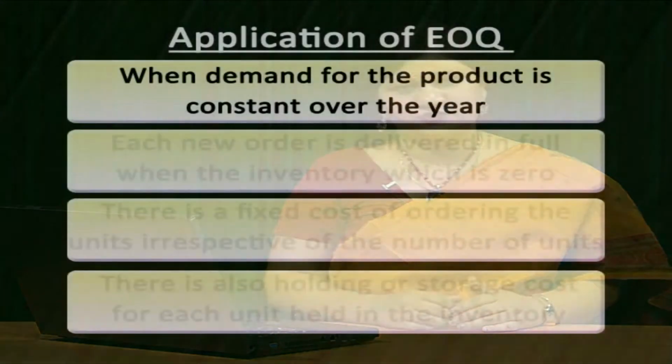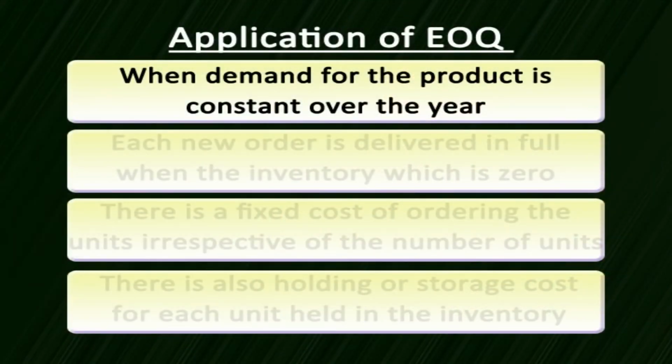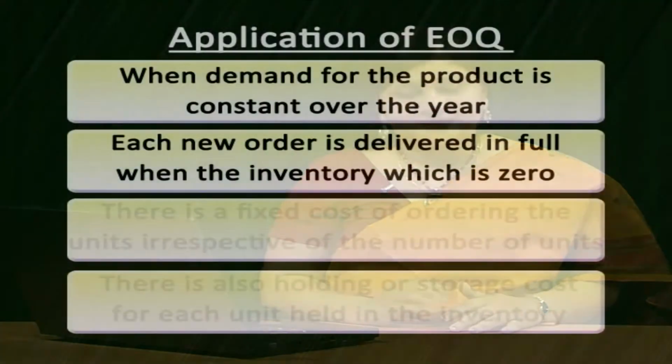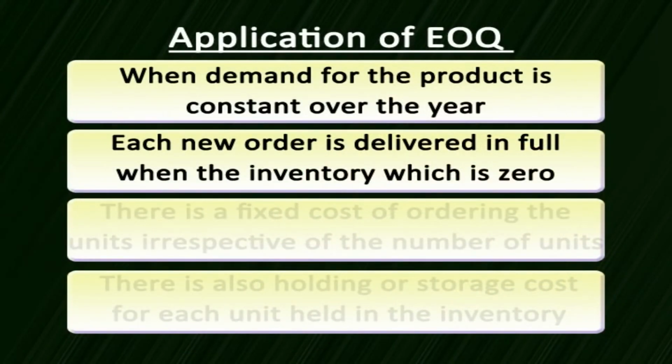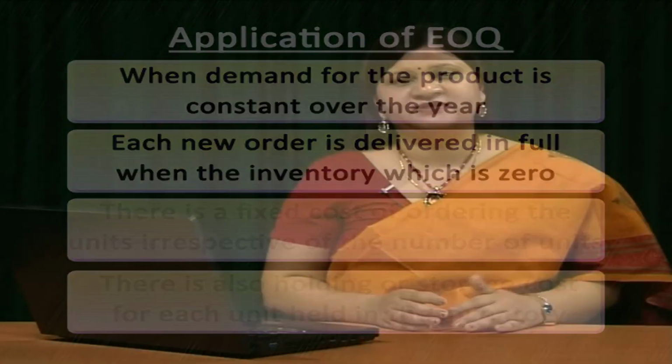Now students, we will learn where EOQ is applied, that is, the application of EOQ. It will be applied when demand for the product is constant over the year. That means we already know that we need 10 microwaves throughout the year. The second one is that each new order is delivered in full when the inventory reaches 0. That means we cannot order inventory in parts. We cannot say that we will buy the microwave in parts, that first the door will come, then the machinery will come.